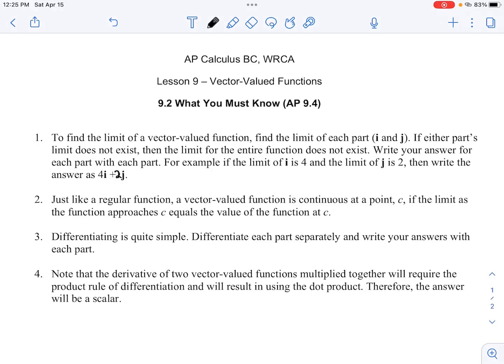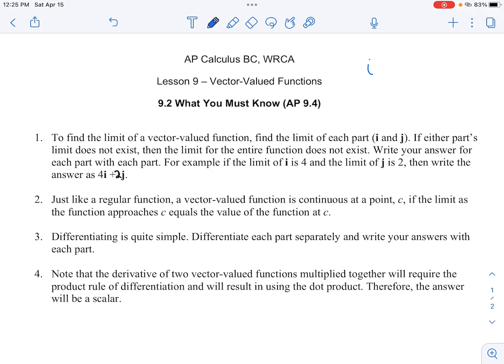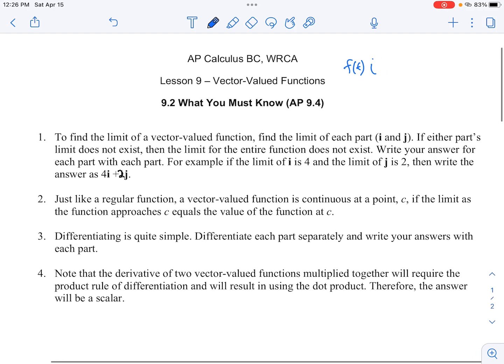Okay, so now it's time to talk about the last part, or the second part of AP Calculus 9.4, and that's actually dealing with limits and differentiation of vector valued functions. Remember, a vector valued function has an i and a j in it, and the x part will go with the i, defined by a function of time, because it's going to be a parametric function, plus another function that gives us the y value, and it'll be put with j. A lot of times we might say r of t equals this, or some other letter. And so that is a vector valued function.